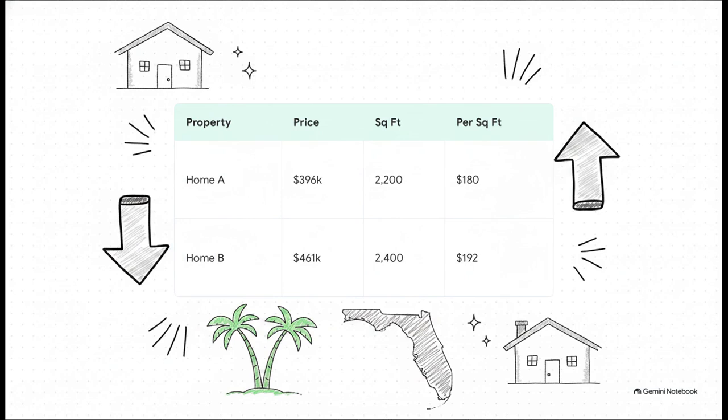When you divide the total price by the square footage, Home A comes in at $180 a foot and Home B is $192 a foot. So Home A is indeed the cheaper property by $12 a foot. It's always worth doing the math.